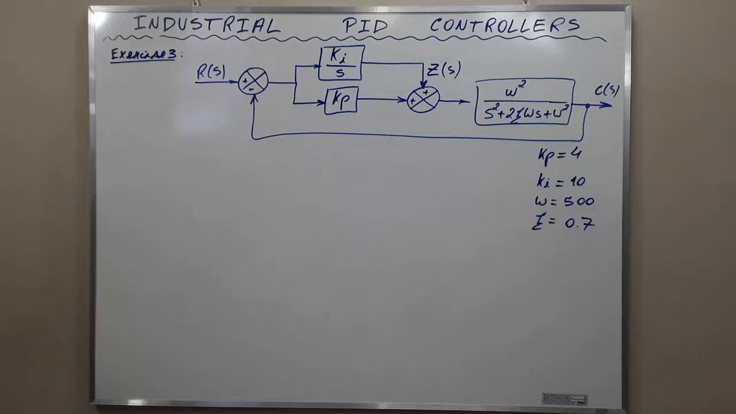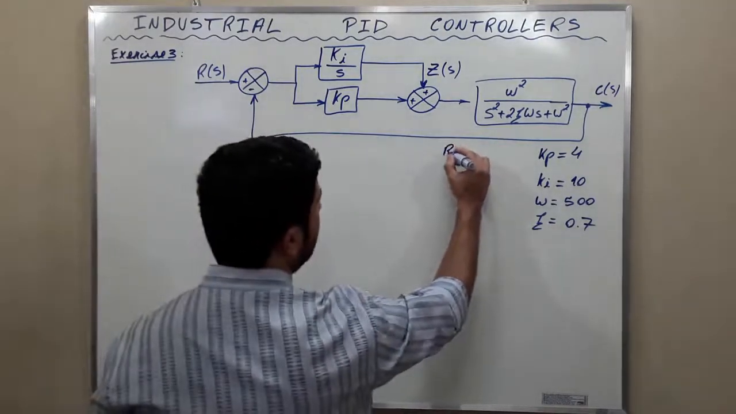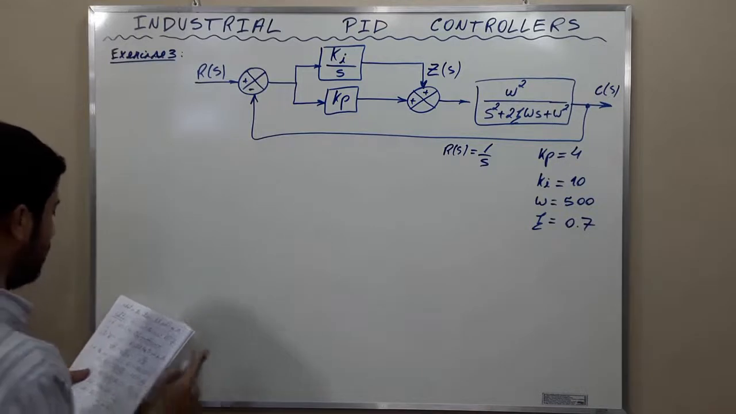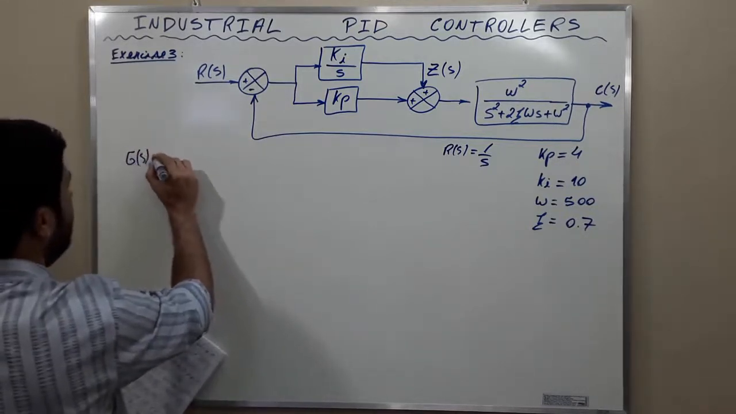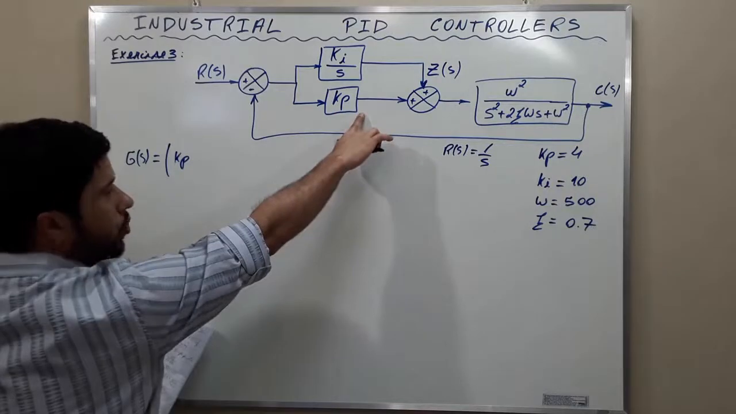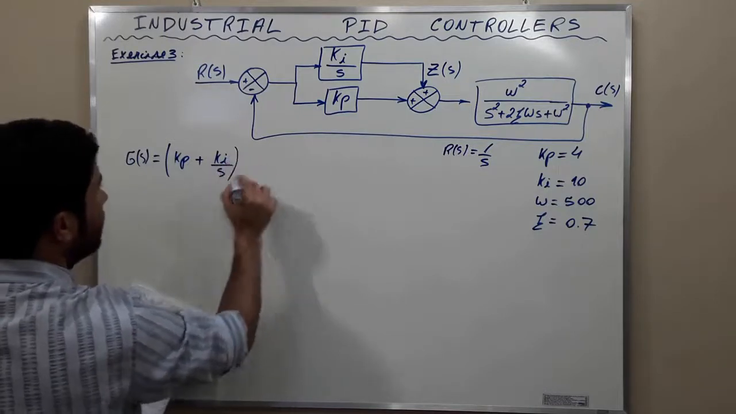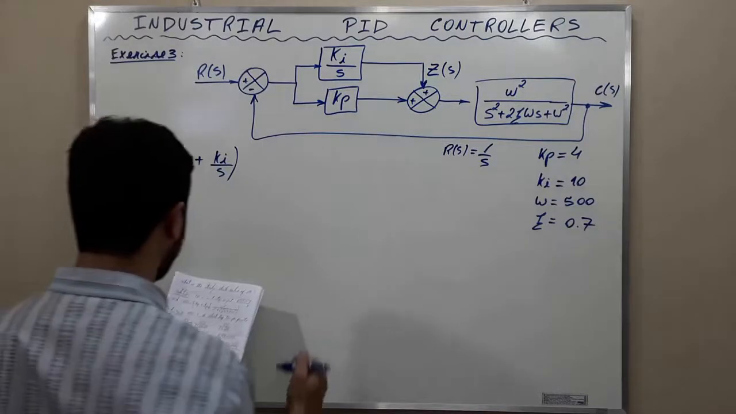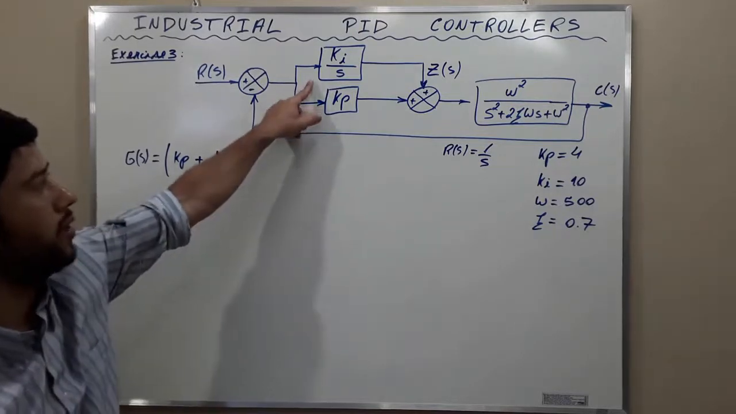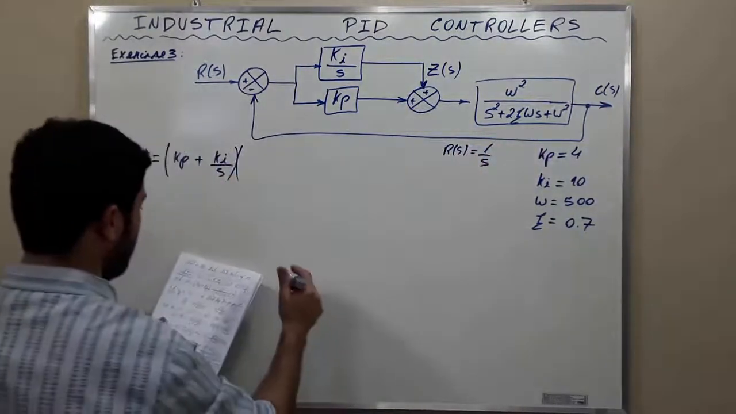Let's go to the solution. For a unit step input, R(S) is equal to 1 over S. G(S) is going to be equal to Kp, the proportional controller, plus Ki over S, the integral controller. They are combined here. This is a PI controller, a proportional plus integral controller, multiplying this, which is the plant.